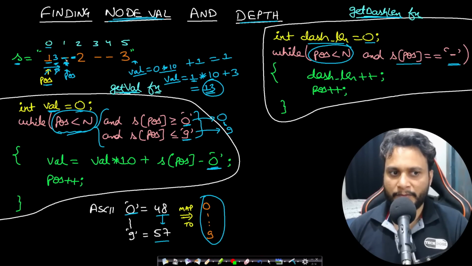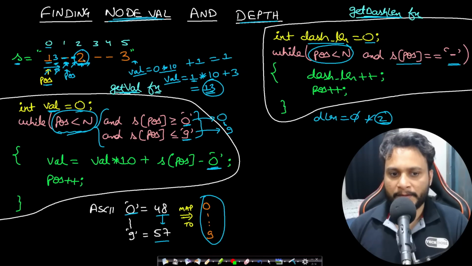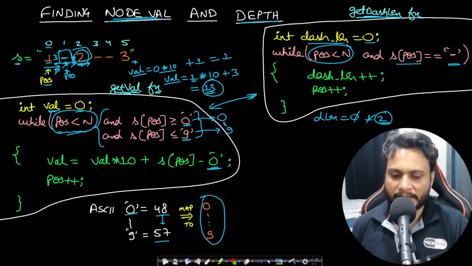If you happen to see that, you can keep on incrementing the dash length value. If there is a dash, go to the next position and increment the dash value. If there is no dash, then you are done, and return this dash length. So this will tell you the depth of the next node value which you will be going to extract. So first you have to find out the depth, and then you will be getting the value of the node. So these are the 2 utility functions, and I have shown you with code. So it will be very easy for you to understand now.